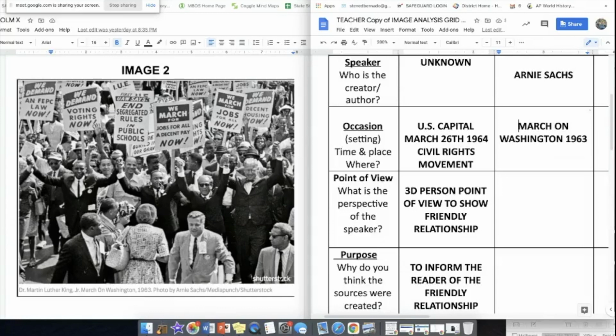So in this photo, Martin Luther King Jr. marches in Washington, D.C. for equal rights, jobs, voting rights, end the separation of kids in public schools, decent housing. You can see what he stands for in the signs behind him, in a multicultural sign of support. Okay, so there is no speaker. This is just an image. So what's the point of view? Third person point of view of a peaceful march for equal rights.